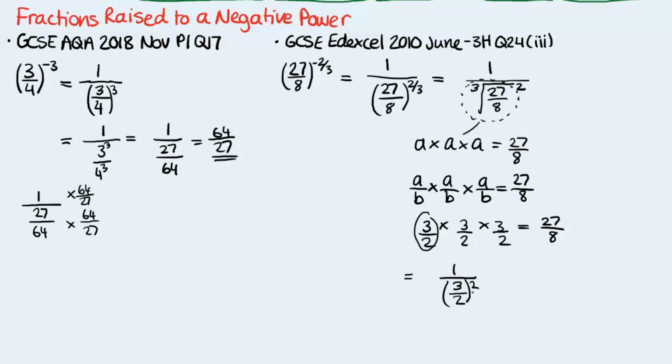So now we're going to deal with this power. This is the same as saying 1 over 3 squared all over 2 squared, right? So 3 squared is 9, 2 squared is 4. Okay, using the same process as before, we can flip this, just flip it. So the final answer will be 4 over 9. And there we have it.